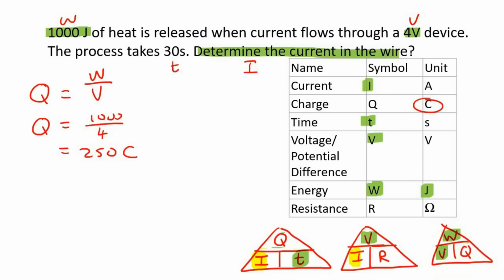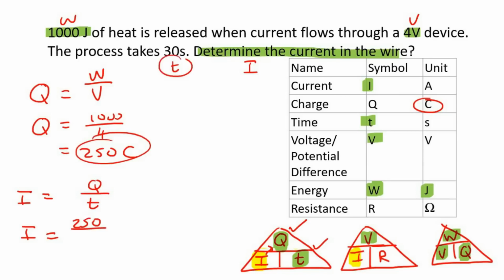Now we have Q, guys. So check this out. Now we have Q. So now we can use this triangle because now these two pieces of information are known. And so now we can say that I is equal to whatever's at the top, divided by whatever's at the bottom. And so I is going to be Q, which is now 250, divided by the time, which is 30. And if we work that out to 2 decimal places, we get 8.33. Now, what is the symbol for current? Well, that is measured in amps.